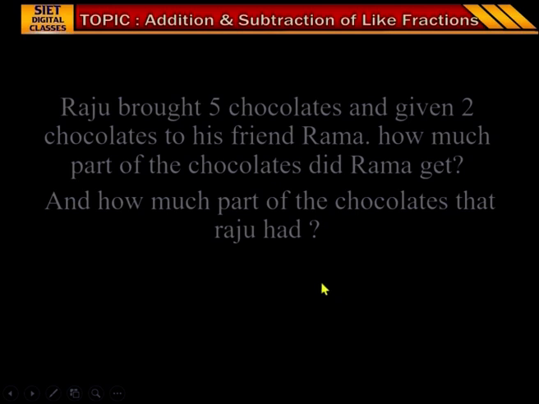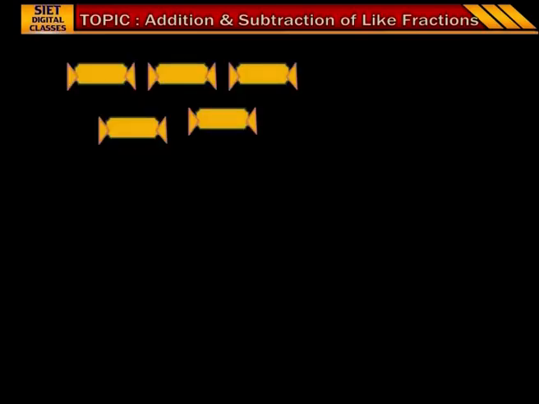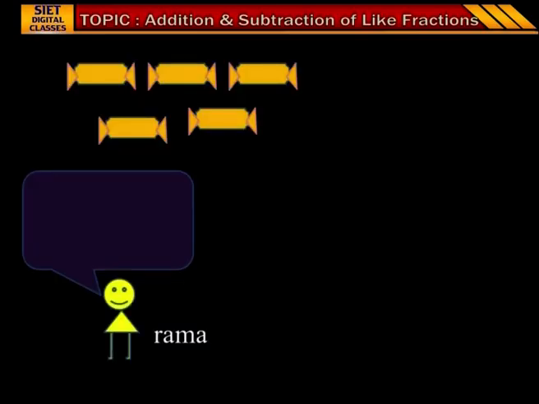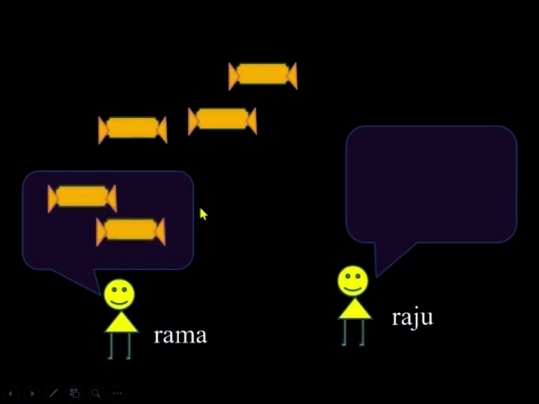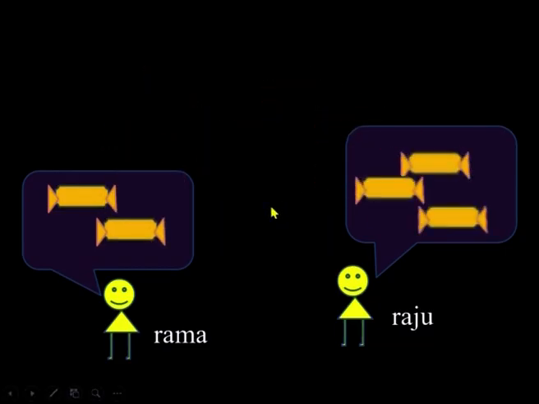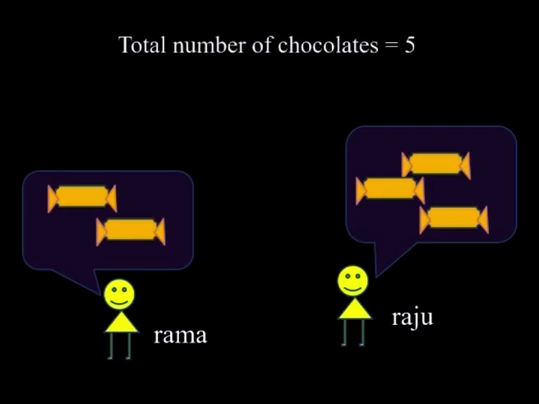Raju brought 5 chocolates and gave 2 chocolates to his friend Rama. How much part of the chocolates did Rama get? And how much part of the chocolates did Raju have? See, in total how many chocolates are there? 1, 2, 3, 4, 5. From these, 2 chocolates go to Rama and 3 to Raju. So, the total number of chocolates is 5, and how much part of the chocolates did Rama get? That is 2 by 5, 2 out of 5.